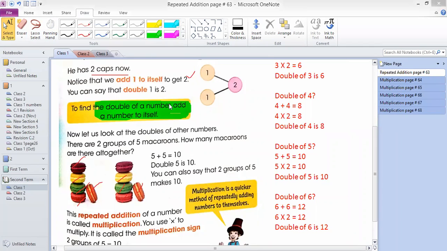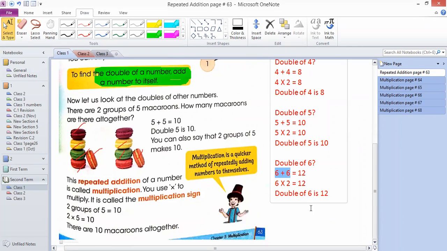Welcome. So double of 6 is 12. To find out the double of 6, you will add 6 with 6, 6 plus 6, 12, or multiply 6 by 2. In both ways, you will find the answer, that is 12. Now, tell me the double of 7. What is the double of 7?